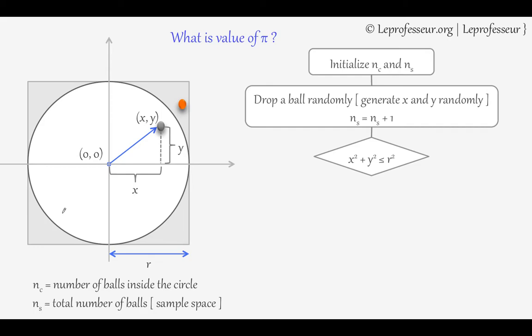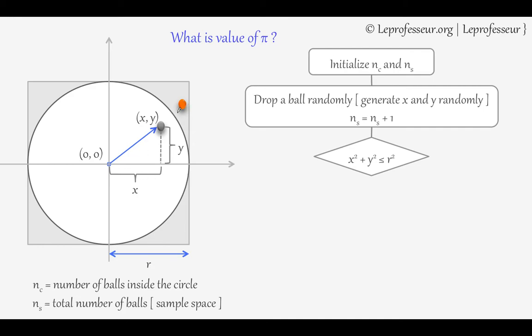So think about it: if this ball lands inside the circle, then its distance from the origin should be less than r, which is the radius of the circle. If it is equal to r, it means the ball is sitting on the boundary of the circle. And if the ball, the orange ball, has coordinates x, y and its distance from the origin is greater than r, then it is outside the circle.